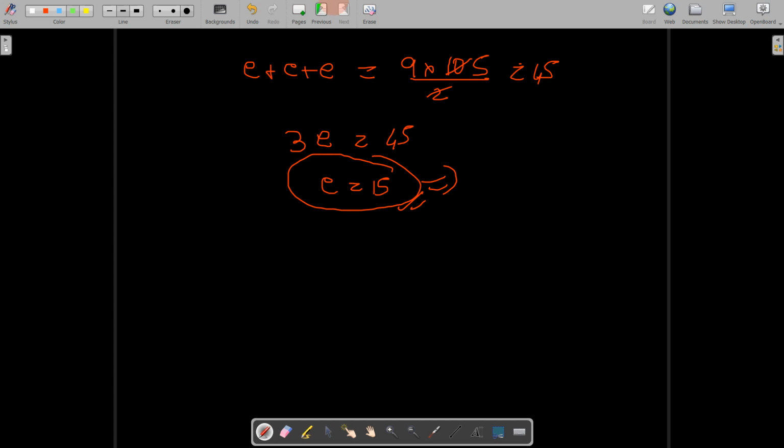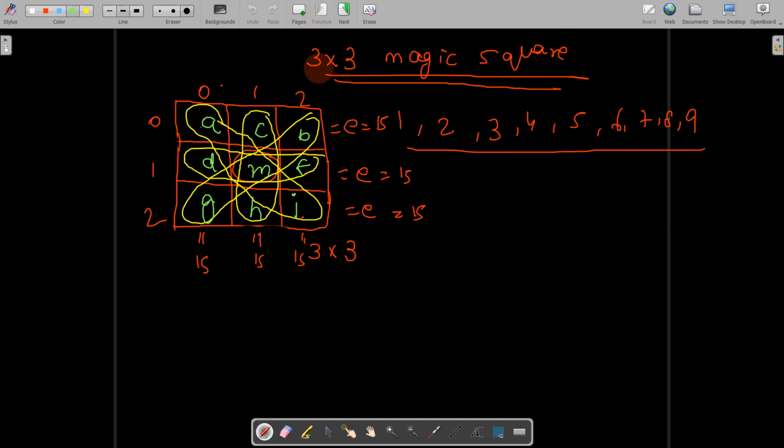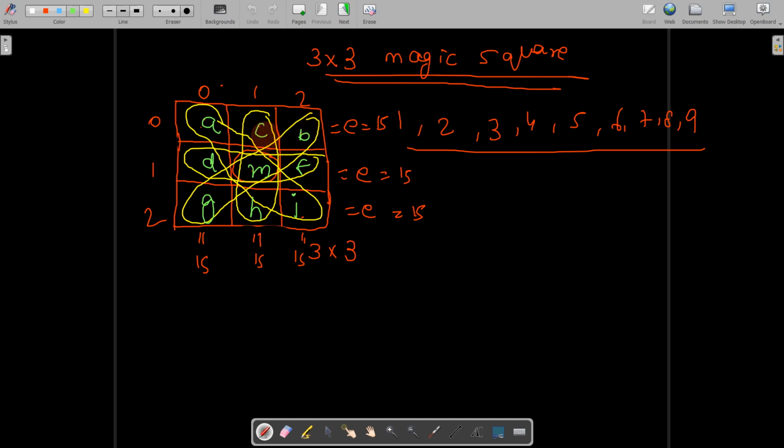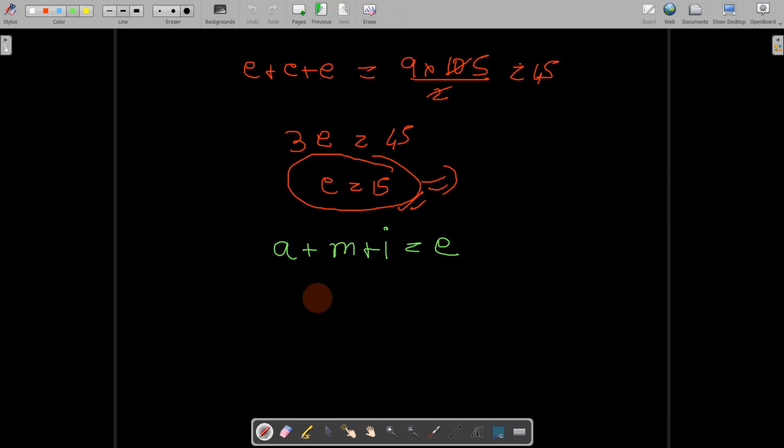Okay, so I think you have understood what we are doing. We know the sum of this principal diagonal is E, right? And the sum we can write as A plus M plus I, right? So we can write the diagonal as A plus M plus I is equal to the magic sum E. Also, we know this secondary diagonal's element B plus M plus G is also E.